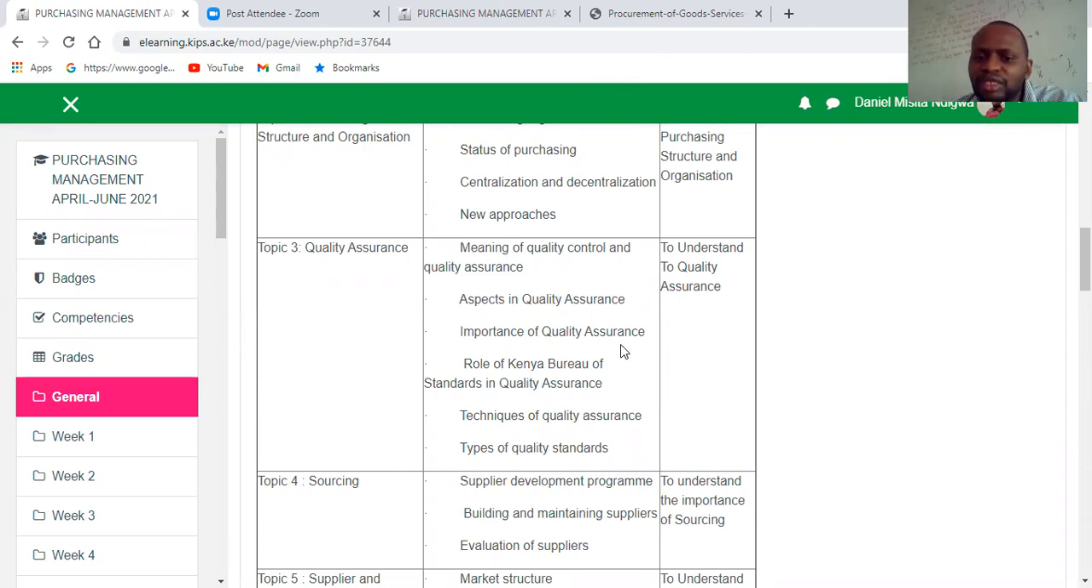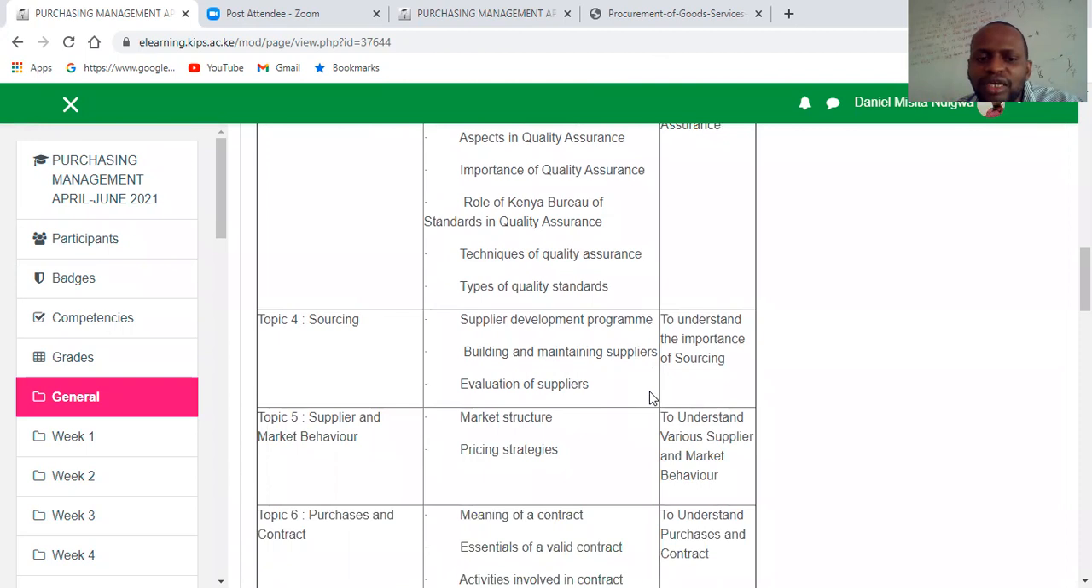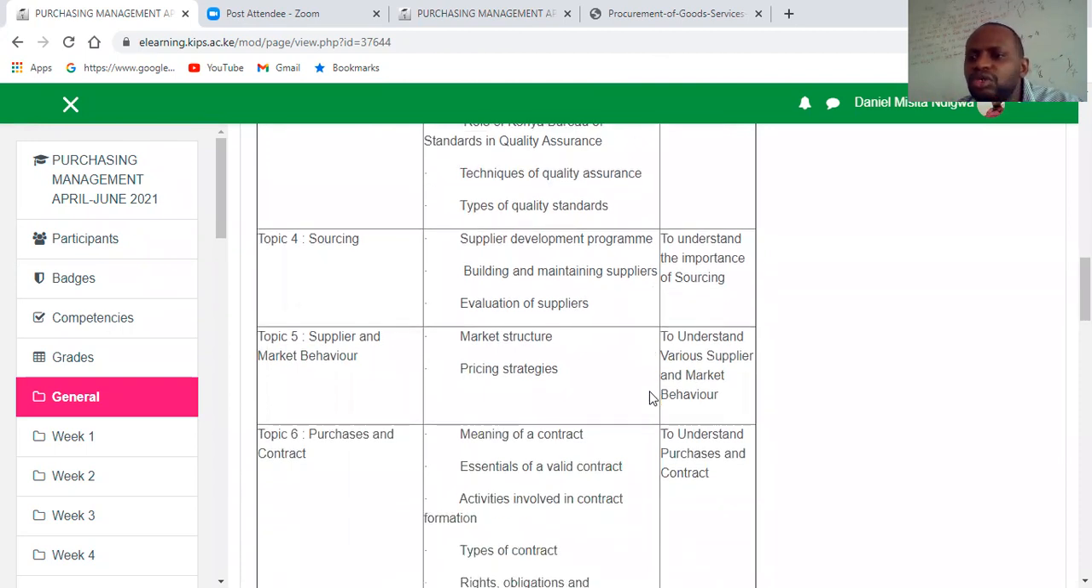We shall also talk about the techniques of quality assurance, some of the techniques that are critical when you're doing quality assurance. We shall also briefly talk about the types of quality standards. Our fourth topic will be sourcing. We shall understand the supplier development programs and building and maintaining supplier relationships. We shall also talk about evaluation of suppliers.